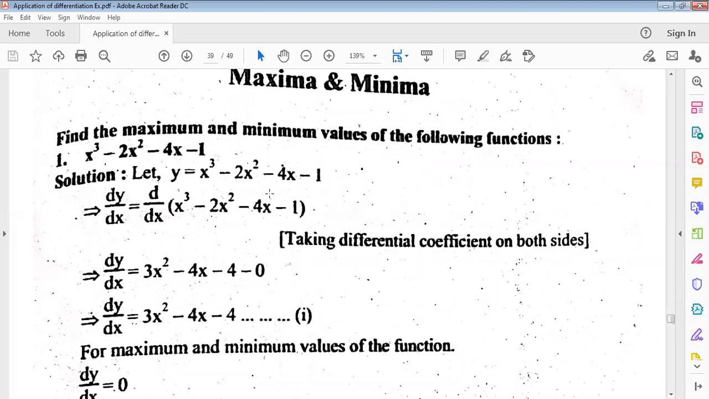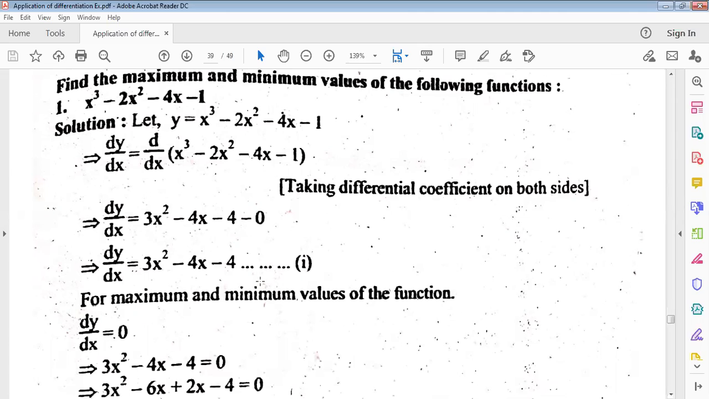And differentiation of x is 1. This is why only minus 4. And 1 will be what? Differentiation of 1 is 0. Differentiation of any constant will be 0. Remember it. Without x and without a variable, all constant differentiation will be 0.